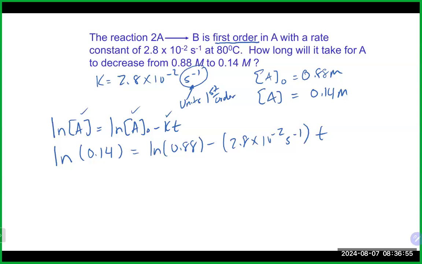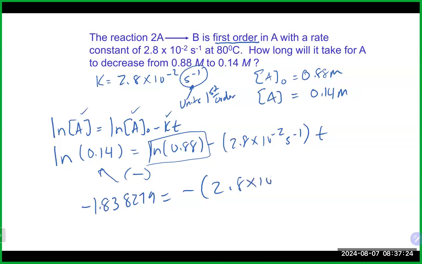Now, to solve this personally, I would take on my calculator the natural log of 0.14 and hit equals. And then basically I'm going to take this thing here and subtract it to the other side. And I would then subtract it from the natural log of 0.88. At that point, that will give me minus 1.838279 equals negative 2.8 times 10 to the minus 2 reciprocal seconds times t.